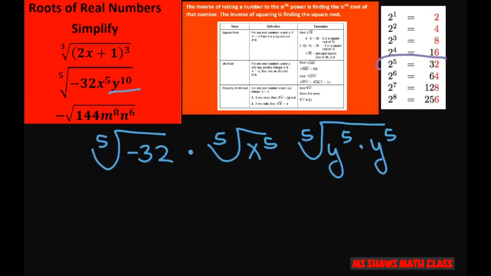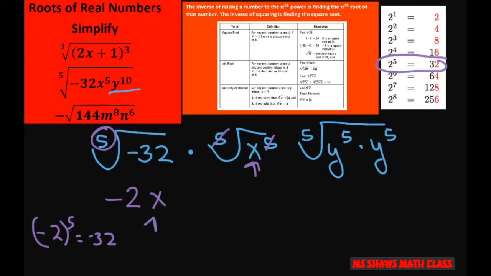You need to know your powers of 2. So since it's odd, that's just going to be negative 2. If you multiply negative 2 five times with each other, you'll get negative 32. For this one, these just cancel. They're odd, so that's good. We can have an odd here if we want.